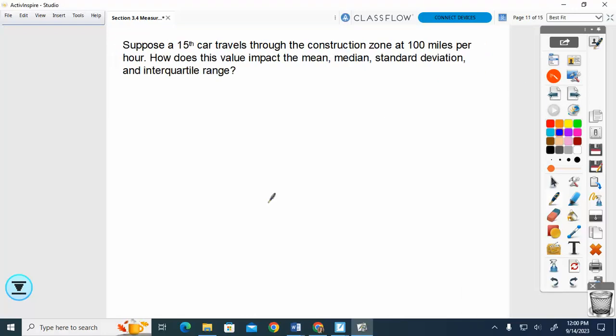Okay, so let's say that a 15th car goes through the construction zone at a speed of 100 miles per hour. How does that compare to the rest of the data? Is that going to be an... Skews it. Yeah, that's going to skew it, isn't it? Because our highest one before was 40. So if I throw in a 100, I want to see how this changes the mean, median, standard deviation, and interquartile range. So we're going to do the mean, median, standard deviation, interquartile range. All right, so we're going to do the original and new.